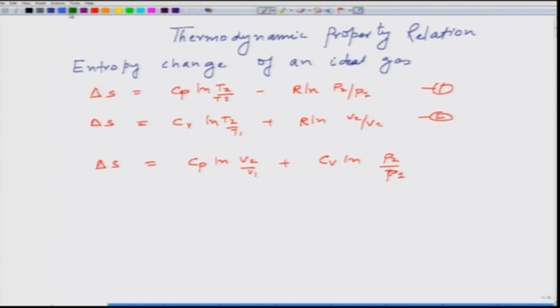Okay. And this change in entropy relation can be derived based on the path which you undertake from P1, V1, T1 to P2, V2, T2. Our interest is to obtain similar kinds of changes for other properties, such as changes in internal energy, enthalpy and so forth.